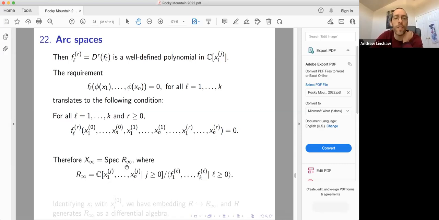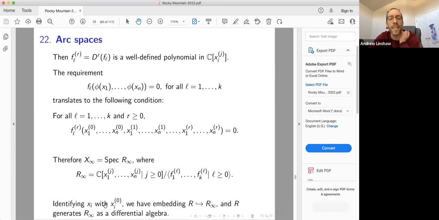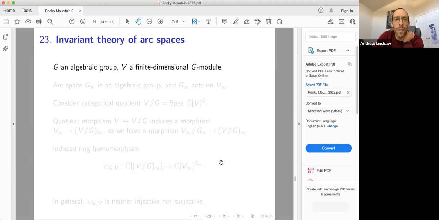X_infinity is Spec R_infinity. R_infinity is just the ring of all the polynomials in all the x_ij's, and then the ideal is all the f's and then all their derivatives. So in particular, these x_i's I can identify with x_i0. So I can think of R as a subring of R_infinity, and R generates R_infinity as a differential algebra. Okay, so now let me say something about the interaction between invariant theory and arc spaces.